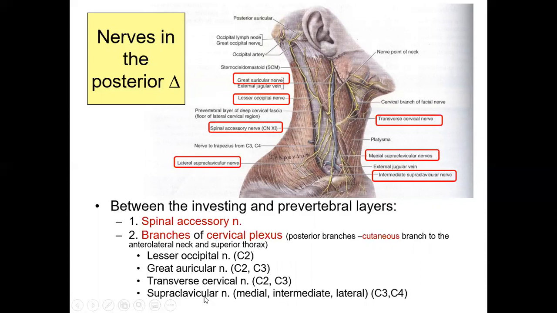And then we have the supraclavicular nerve. For the supraclavicular nerve, we have the medial, intermediate, and lateral. You see from this picture, we have the medial, the intermediate, and the lateral supraclavicular nerve. So these are the nerves present in the posterior triangle of the neck. And these nerves are located between the investing layer and the prevertebral layer of the deep cervical fascia.